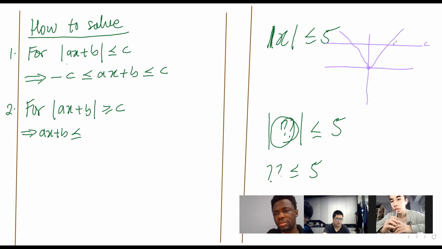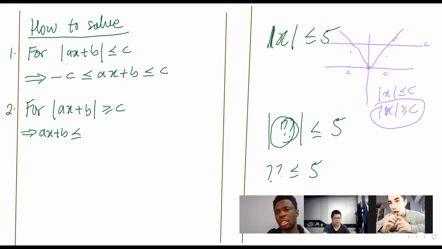So this is the graph. Negative when it is C. You have your C and negative C here. So I'm using absolute value of x less than or equal to C and absolute value of x greater than or equal to C, for example. This is the one we are trying to interpret. Greater than or equal to C means from here and from here. This is the greater than part. Can you see that? Yes.